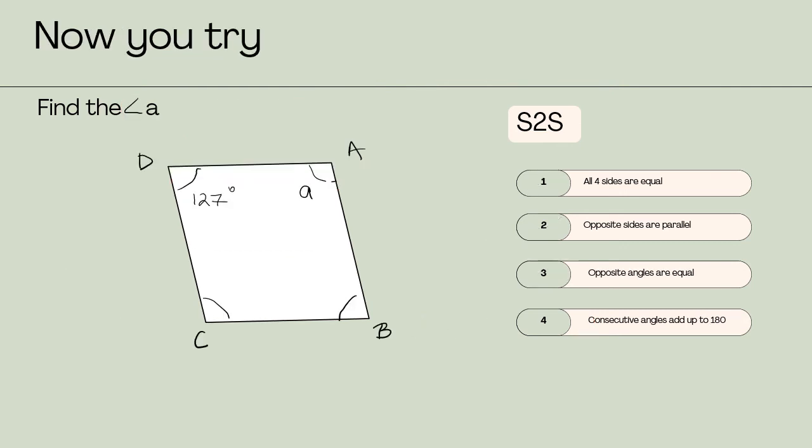Take a piece of paper or your mini whiteboard and your marker pen. Try this question. Find the angle A. This one requires you to find angles, so all the properties on sides are not applicable. So it's either property number 3 or property number 4.